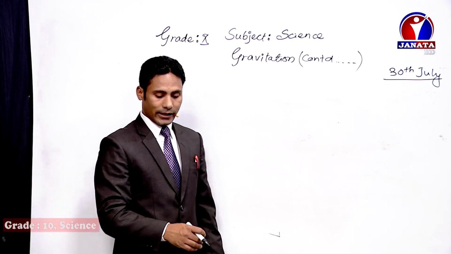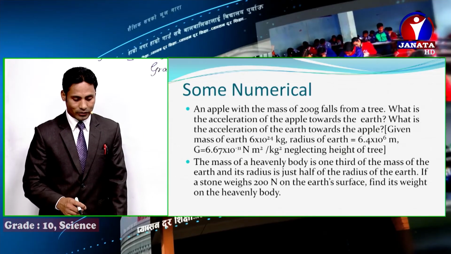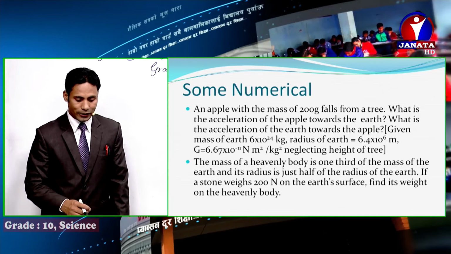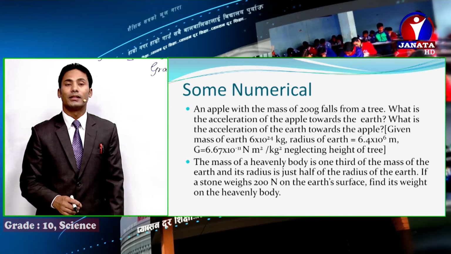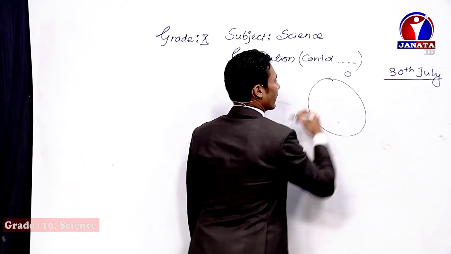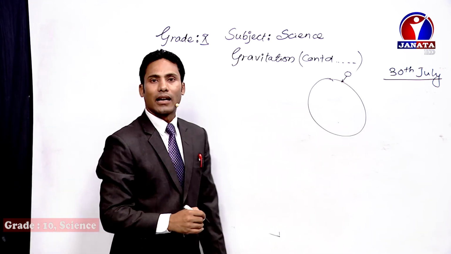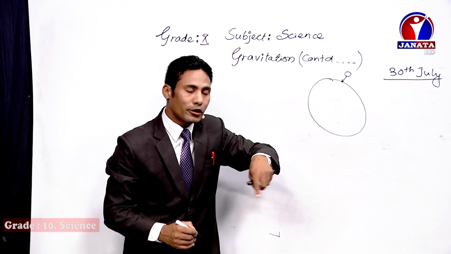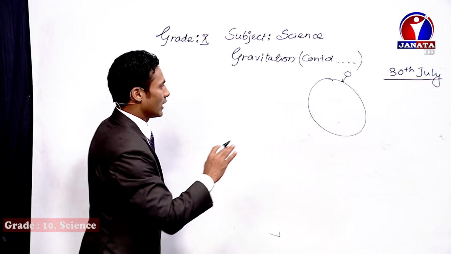Okay, so let's see one numerical problem related to gravitation. The question is like this: an apple with a mass of 200 gram falls from a tree, what is the acceleration of the apple towards the Earth, and what is the acceleration of the Earth towards the apple? So the Earth is there and one apple is on the tree, and that is falling towards the Earth, right? Then we need to calculate the acceleration of this apple towards the Earth and the acceleration of the Earth towards the apple also. Okay, shortly I will solve this one.